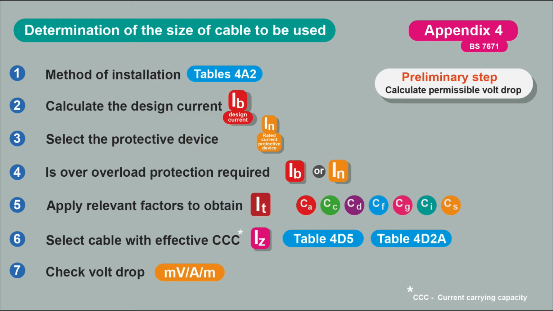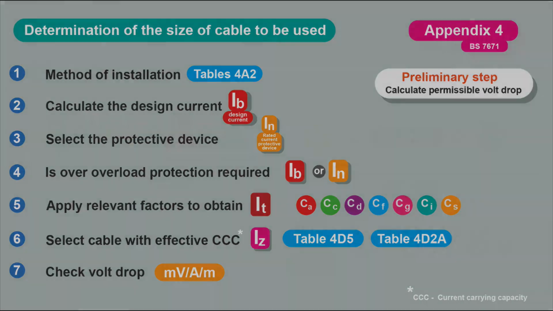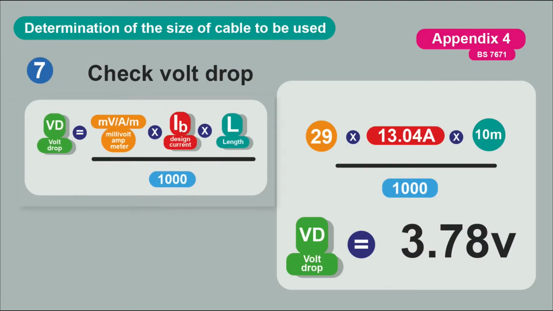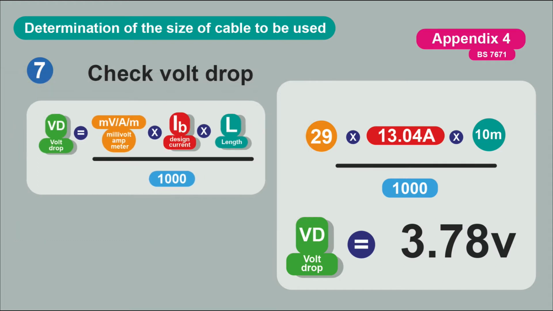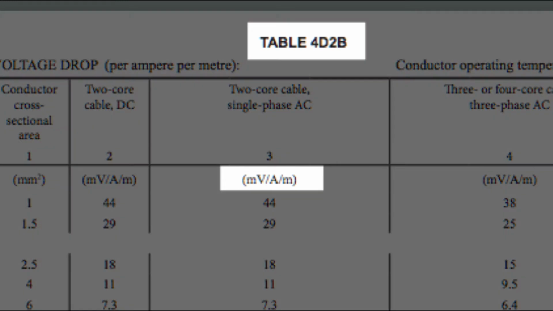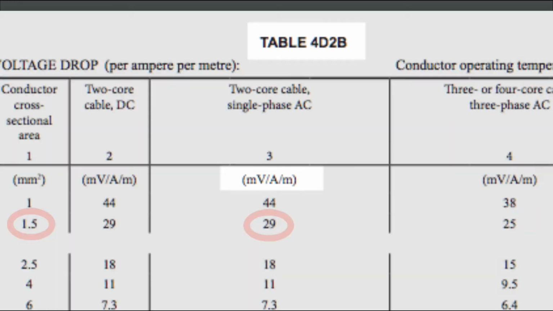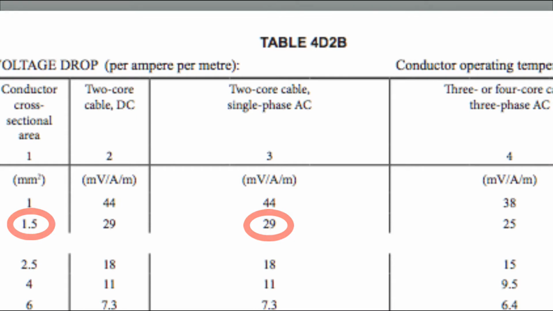The next thing that we need to do, to confirm that the cable is suitable and it's not too long, for example, is check the volt drop. And we use this formula here. Volt drop equals millivolts per amp per metre, times the design current, times the length, and we divide that by 1000 to get it from millivolts to volts. So we know the design current, 13.04 amps. We know the length, 10 metres. But what's the millivolt per amp per metre? Where do we get that? We get it here. Table 4D2B will give us our millivolt per amp per metre, and for a 1.5 millimetre squared cable, that is a value of 29.